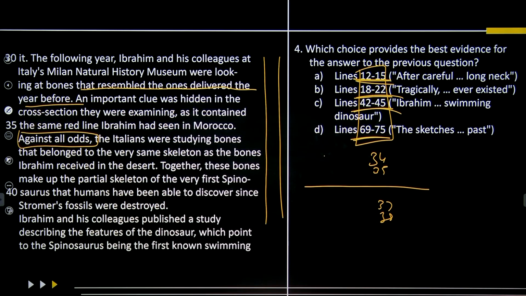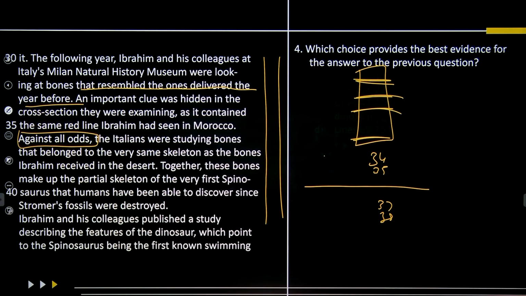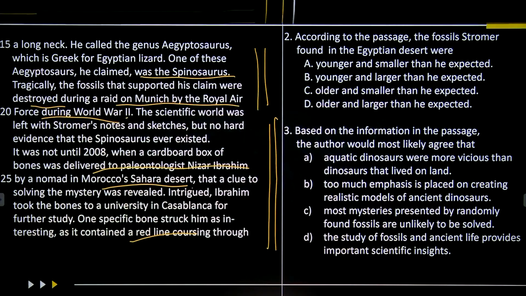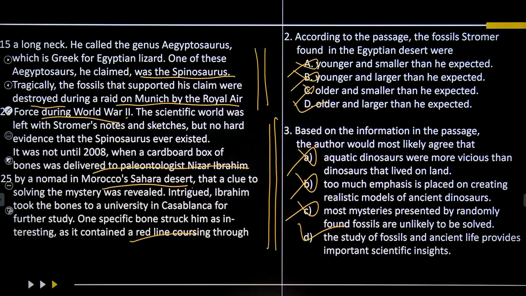So the next, definitely 12 to 15, they were just describing the fossil that they got. So definitely I don't think 12 to 15 is the right answer. Let's go down. Let's read from 18 to 22. Probably we can get the right answer.